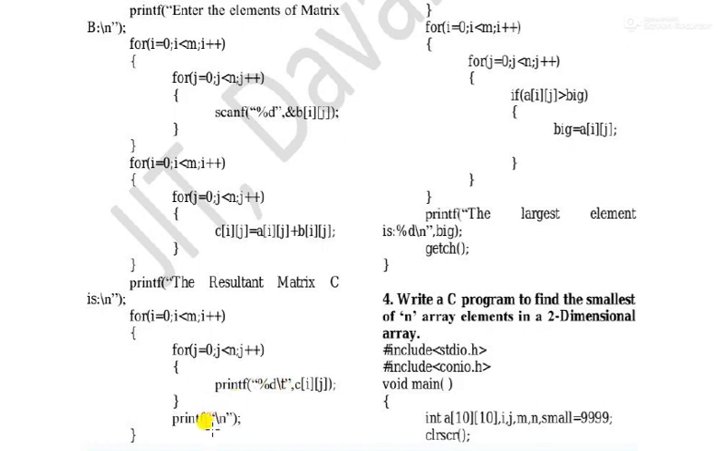Okay, so for adding two matrices, the row and column sizes should be the same. So try to execute this program on your laptop. Type and execute, then we get the result.